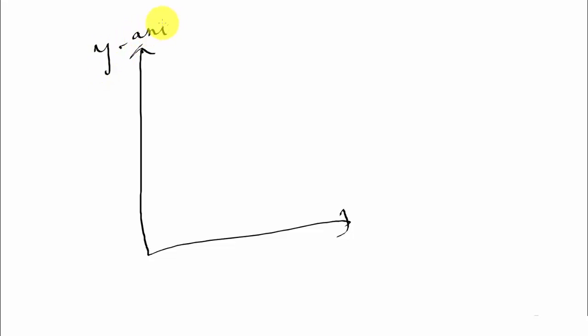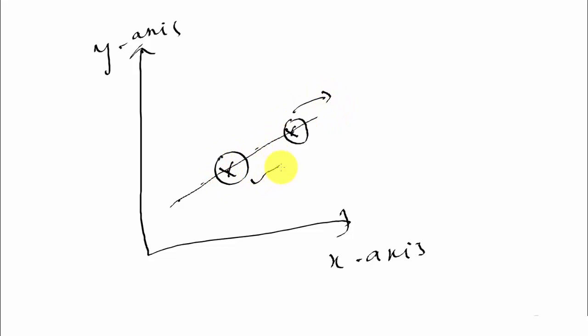Coordinate geometry is mainly going to be dealing with axes. This is the y-axis and this is the x-axis, and let's just say there are a few points. I'm going to draw a line. Coordinate geometry deals with the position of this point, the distance between these points, and also the ratio in which this point cuts the line. It's mainly going to be dealing with that.